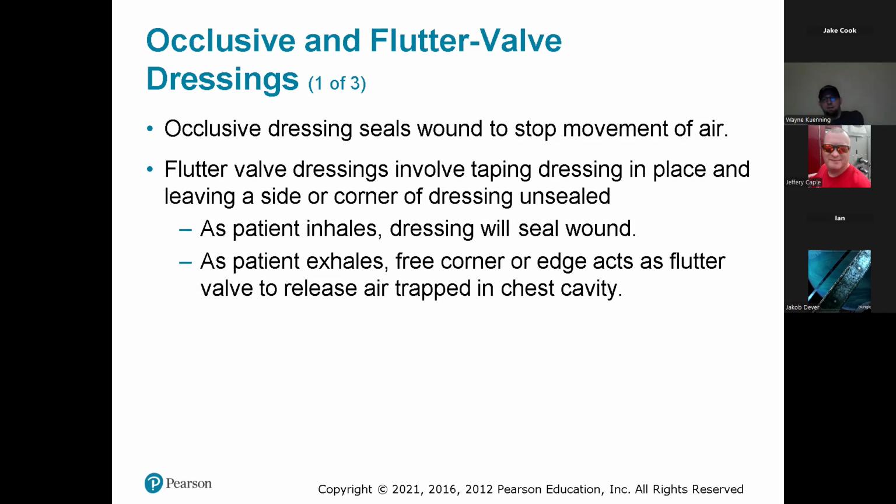Occlusive dressing seals are there to stop the movement of air. Flutter valve dressings involve taping a dressing in place and leaving a side or corner of the dressing unsealed. As the patient inhales, the dressing will seal the wound. As he exhales, the free corner or edge acts as a flutter valve to release air trapped in the chest cavity.